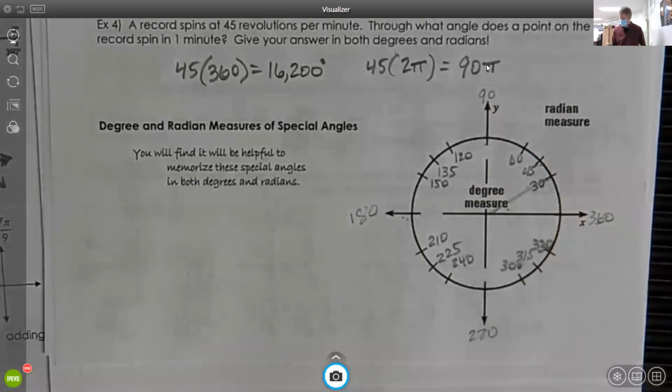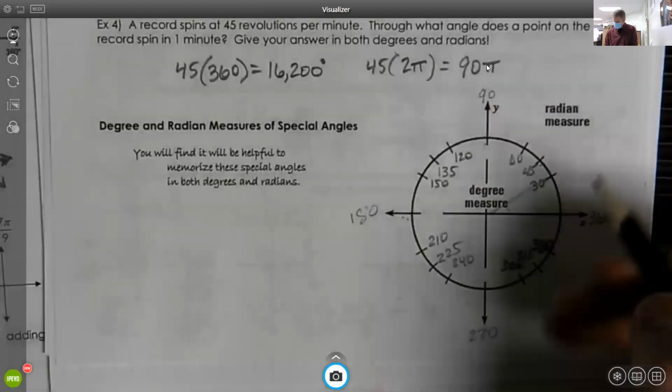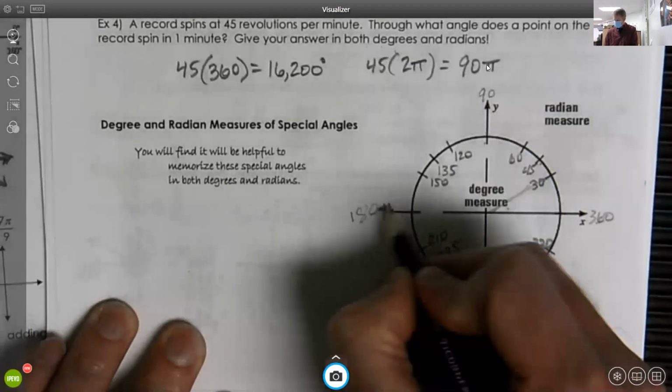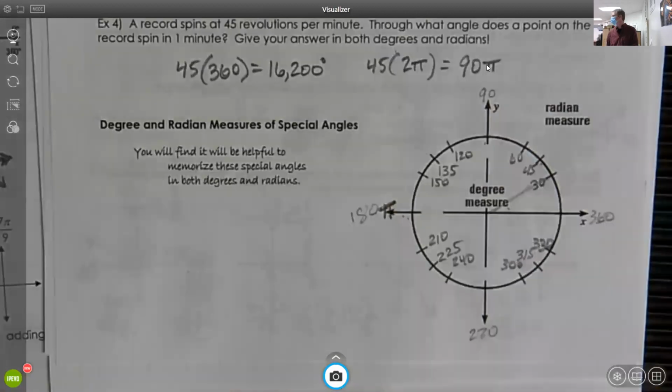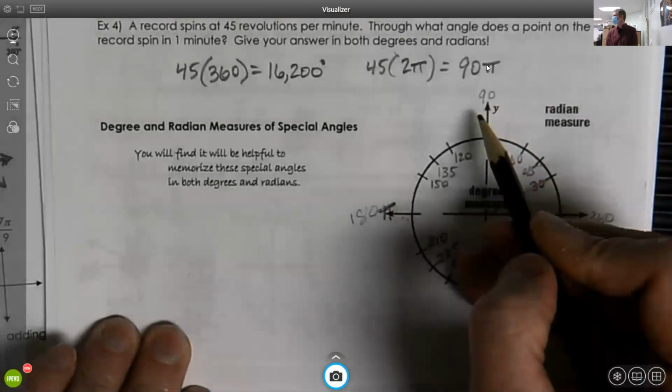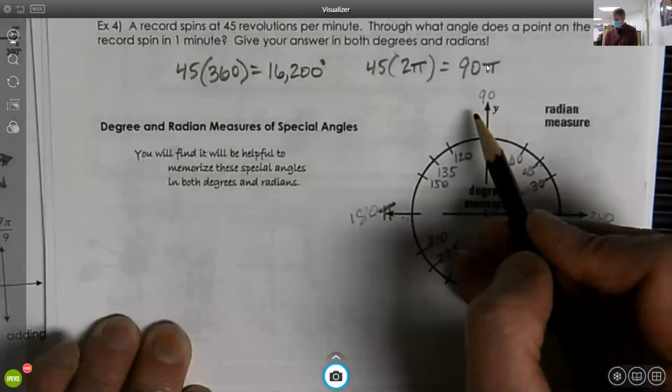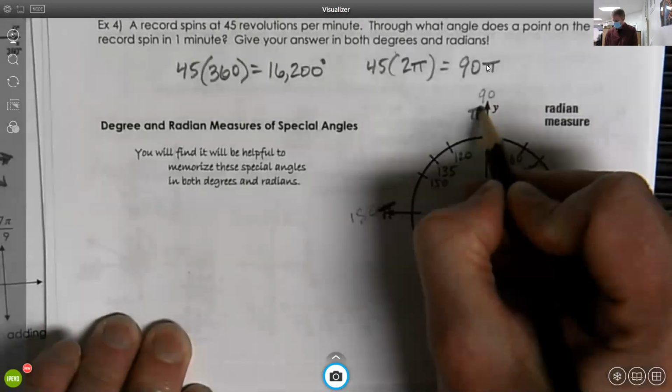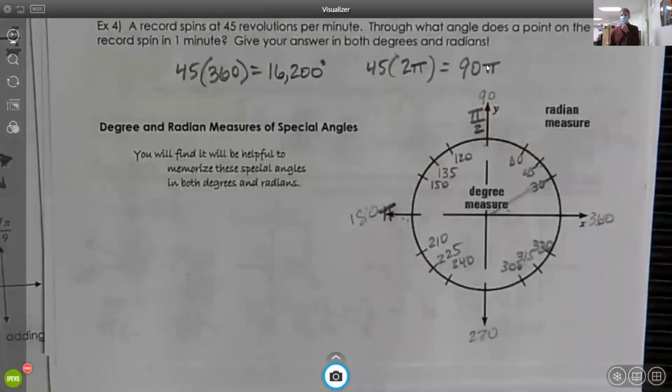In radian measure, we know that pi is the same thing as 180. What's half the pi? How do we write that? What do we call that? Pi over 2. That's going to be your new way of talking about 90 degrees.